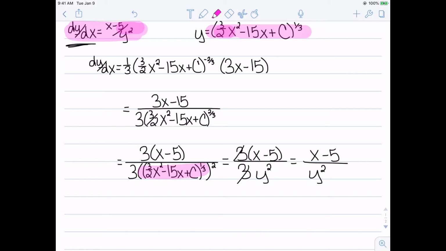So this is how we actually show that a solution actually satisfies a differential equation. Try to actually plug it in. Plug it into one side and show that you get the right-hand side whenever you simplify.